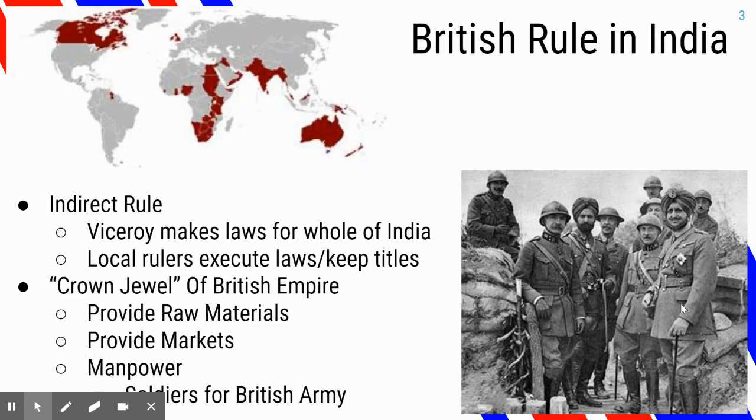The third thing that's kind of new is the manpower that India provided. India had so many people that they could be used for soldiers in the British Army. We're going to see in World War I and World War II, Indian troops make up a large portion of the British Army fighting on a lot of various fronts around the planet, and it allows Britain to kind of expand its power beyond just the relatively small population it has in Great Britain itself.